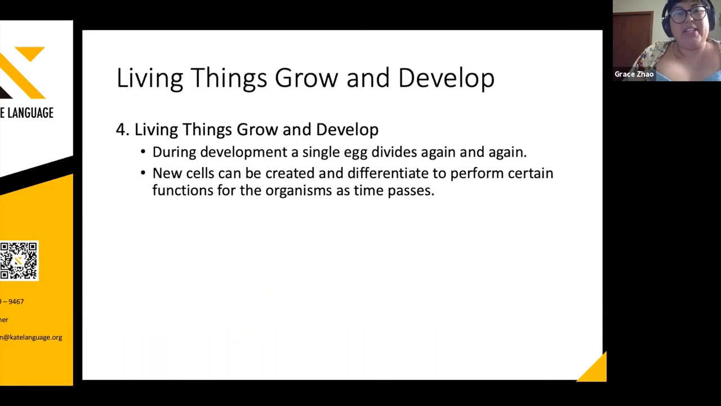Number 4, all living things grow and develop. So you and me, we weren't just babies forever, right? We eventually grew up to be big and we're going to get old. But essentially everything that lives needs to grow up and develop. Mostly during development, a single egg will divide and divide and divide until it can't. And often new cells are created to differentiate or to do different parts to better function as time passes.